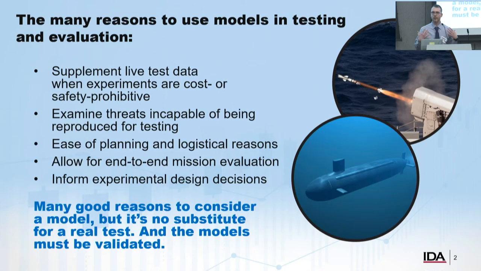We use models, or M&S, to help us with a huge range of test and evaluation questions. I've enumerated here some of the reasons why we use models in T&E. A lot of it comes down to trying to supplement what we can actually test, what we can gather from live data, when live data experiments are cost or safety prohibitive. There are many situations where we can't do a live test but still need to do some kind of inference, and modeling is the best way to perform that inference.